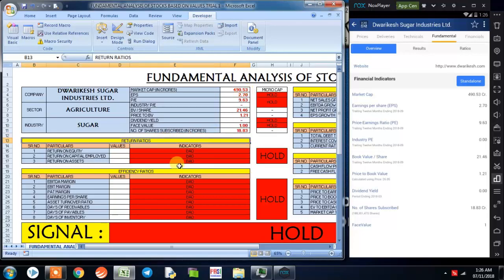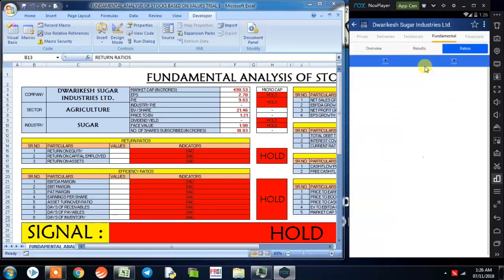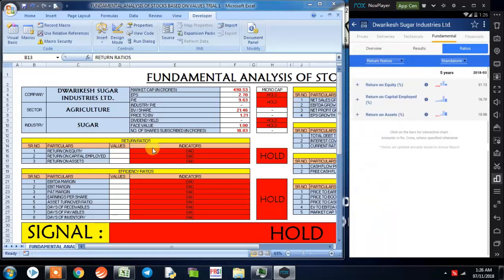Now coming on to return ratio, for that click on the ratios tab and we could see the return ratios. The return on equity is 31.13. Return on capital employed is 16.7. Return on assets is 10.06. So overall, the return ratio has given us a signal to buy this stock at this point of time.